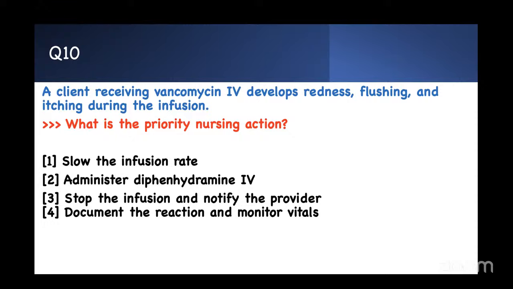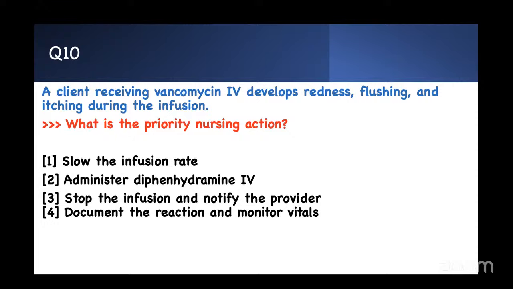Go with the buzzword. Vancomycin. What has happened? I have redness, flushing, and itching during the infusion. I know what this medication is. I know what these signs and symptoms are. Put it together. Don't get distracted and say, oh, something is happening. You know the content. NCLEX will do that to you. Nursing school will do that to you. See, they put all these things, say, oh, I got to do something bad.